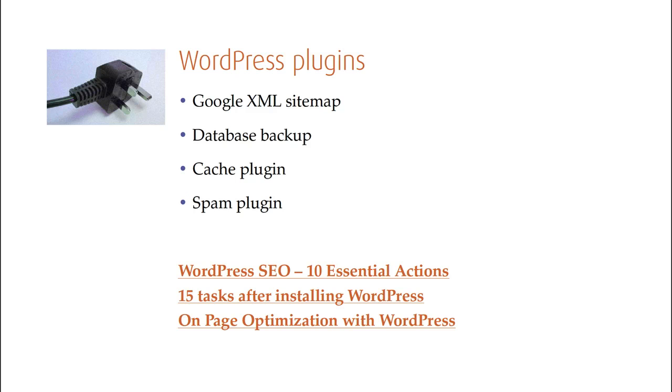Here are a few suggestions of WordPress plugins that you could be using. There's the Google XML Sitemap plugin that I usually install. This creates an XML sitemap for you in the background and updates it every time you update the site. You should register this at Google Webmaster Tools, and then you'll find your new content getting indexed by Google much quicker than otherwise. You could install a database backup plugin. You could install a caching plugin to speed the website up, and a spam plugin will be useful if you're allowing comments on a blog.